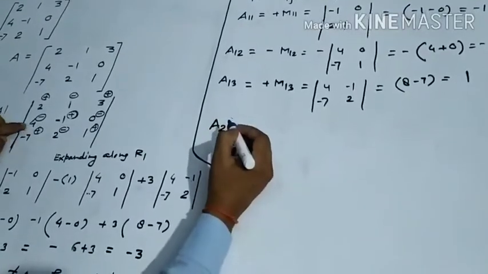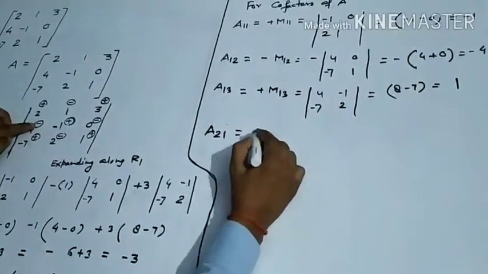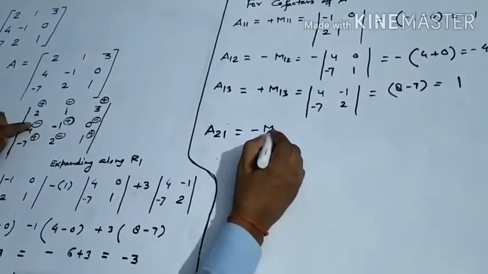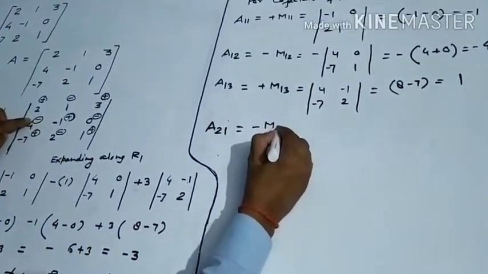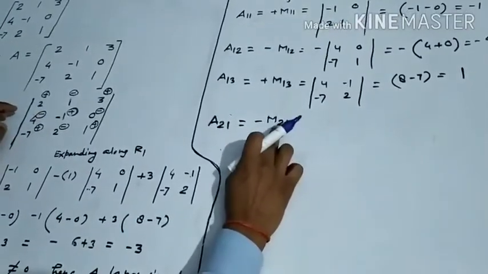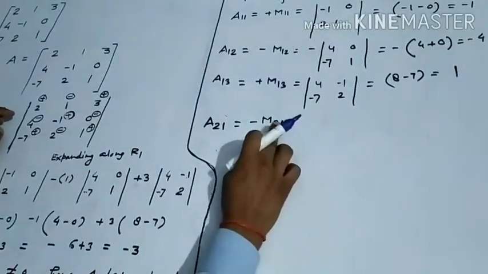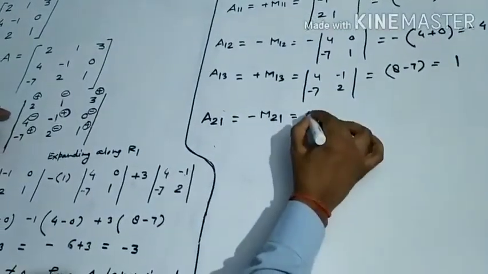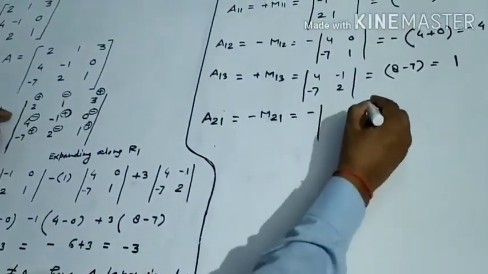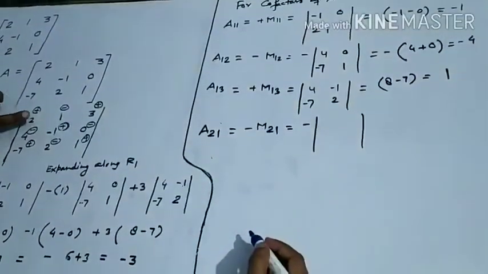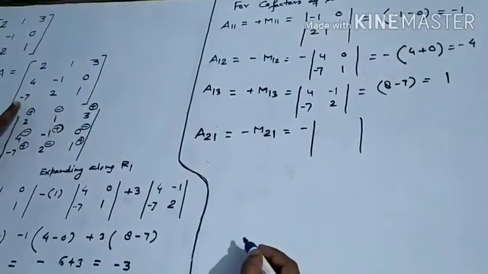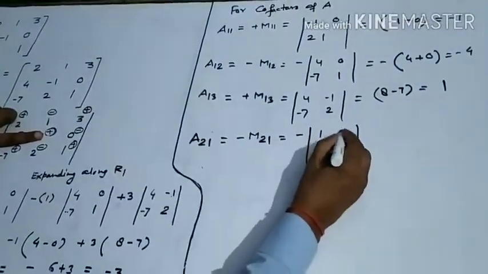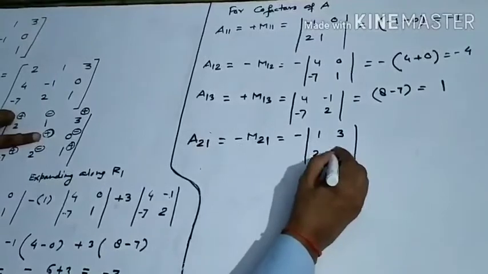And then the minor of the element of the second row and first column, which is the 4. So the sign has to be minus, and M21 means the minor of the element of the second row and the first column. This is the cofactor of the element of the second row and the first column. So this is equal to minus, and then the subdeterminant after leaving the second row and the first column. So what will we get? 1 3, then 2 1.